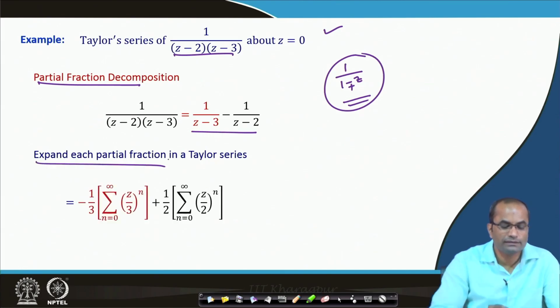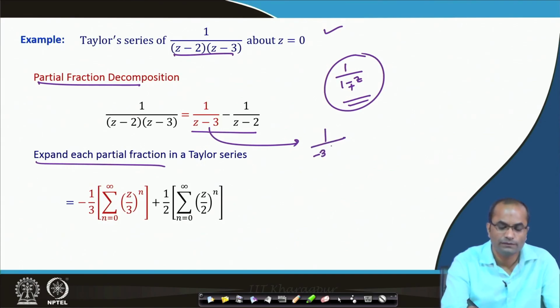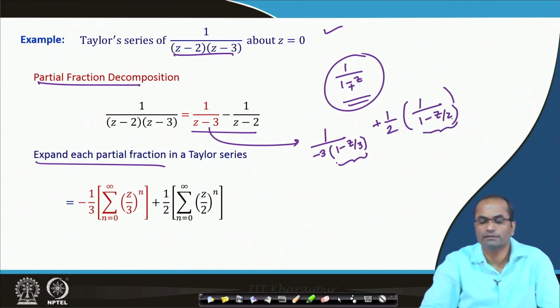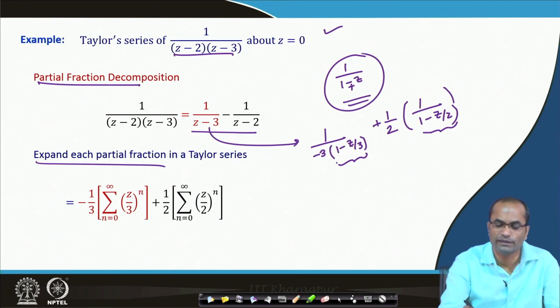So, we can expand each in the Taylor series, because the first one we can write down by taking minus 3 common, and then we have 1 minus z over 3. For the second term, we can take minus 2 common, and we will have again 1 minus z by 2. So now we have 1 minus some constant times z; instead of z we have z by 2, and here instead of z we have z by 3.